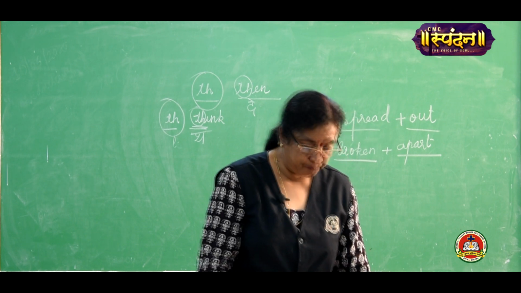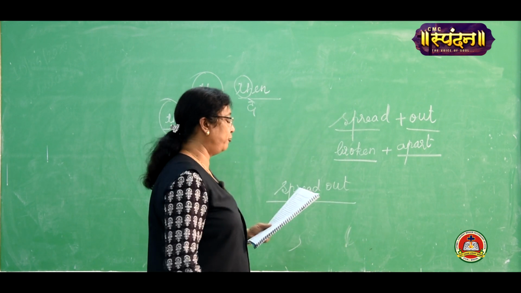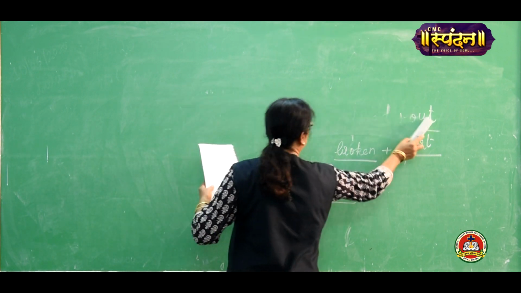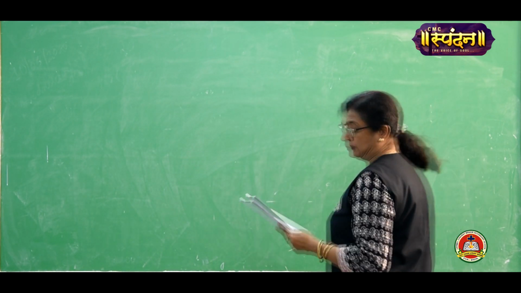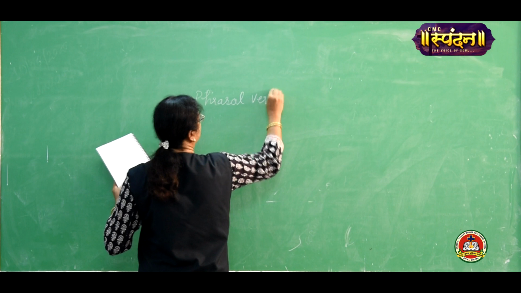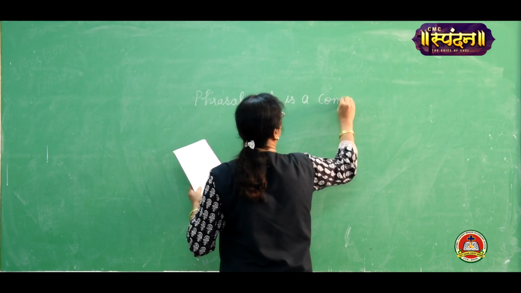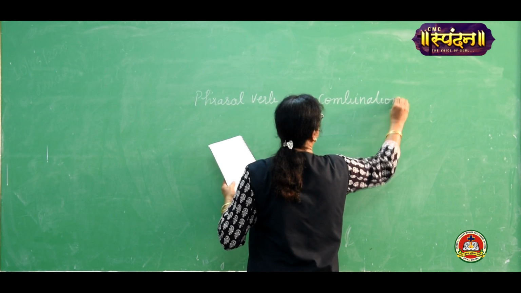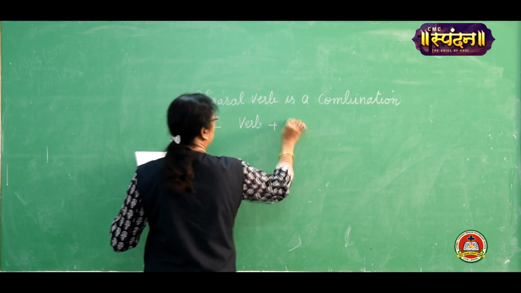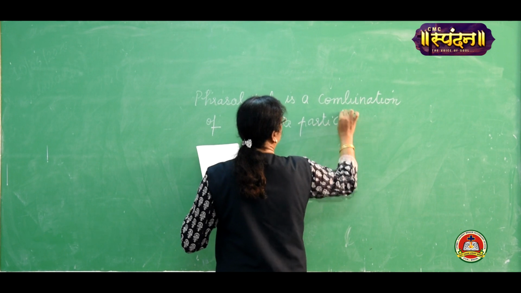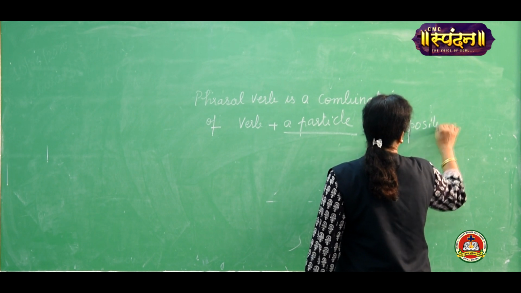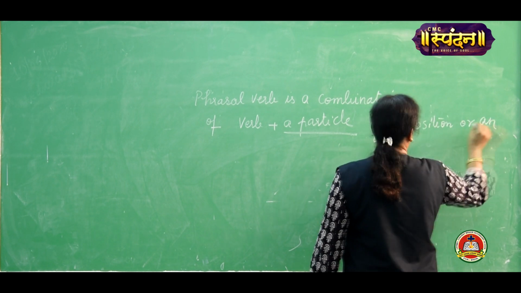Come to page number 30 now. A phrasal verb is a combination of a verb. So what is a phrasal verb? A phrasal verb is a combination of, first, a verb plus a particle. What is this particle? This particle may be a preposition or an adverb.